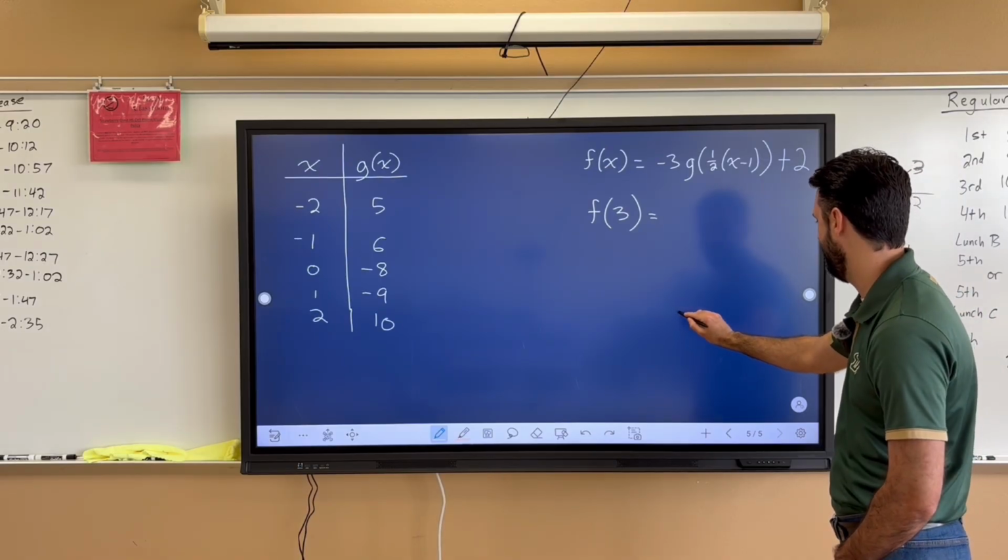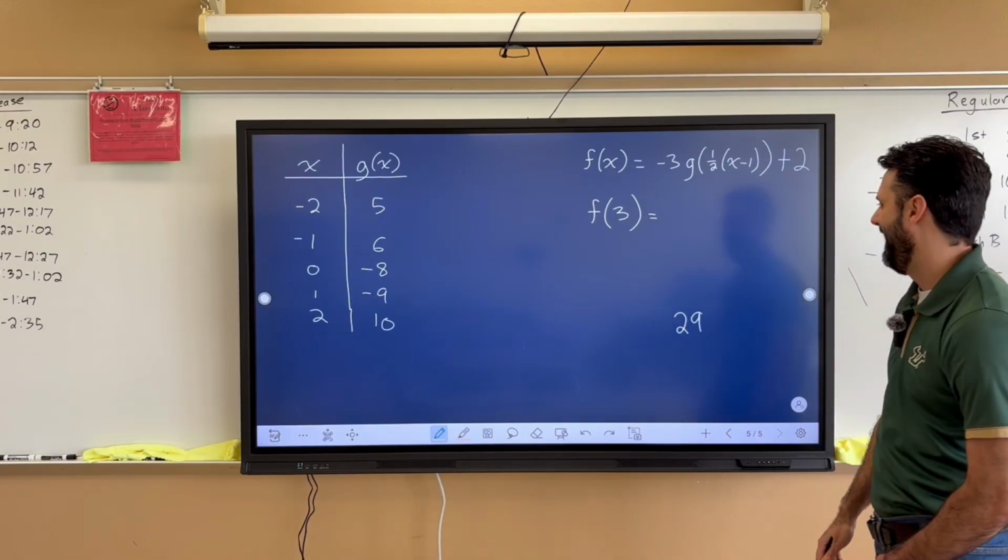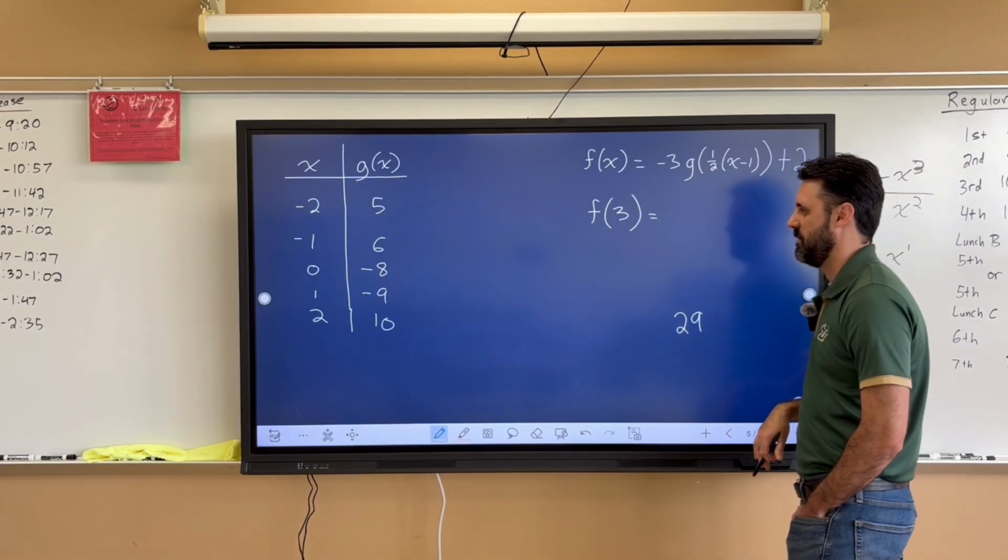I did this problem earlier and got a completely wrong value. But I know why I missed it. I just messed up one small thing.